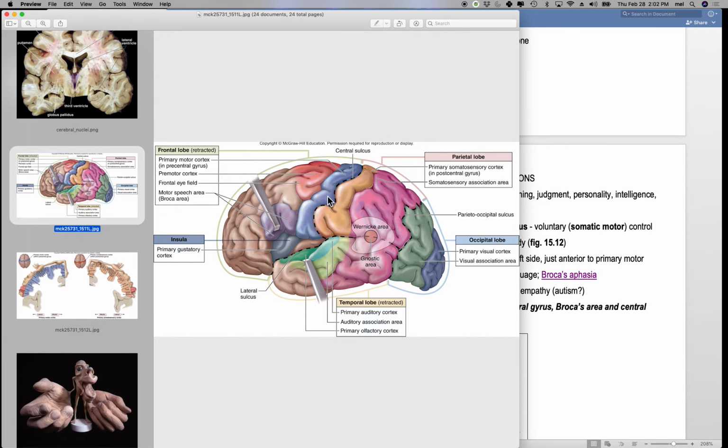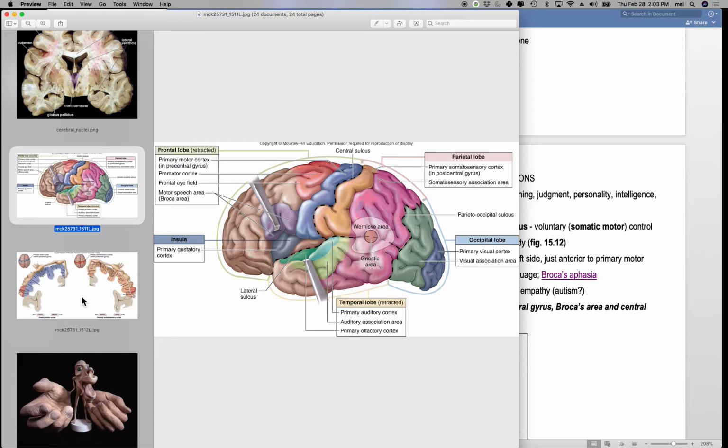Anatomically, what do you call this stripe? Precentral gyrus. Functionally, what do you describe it as doing? Primary motor cortex, which controls voluntary motor activity of the other side of the body. Okay, so everybody okay with that?